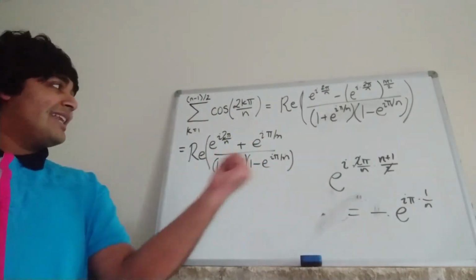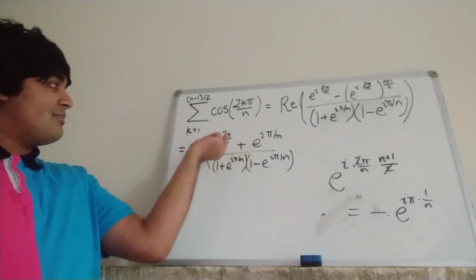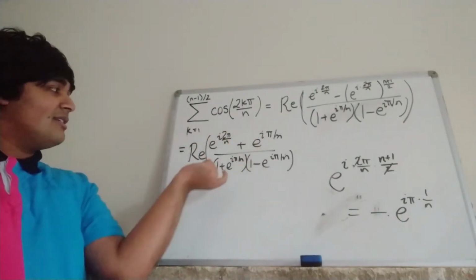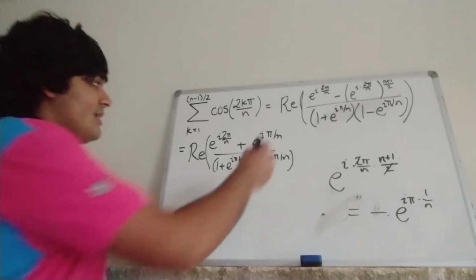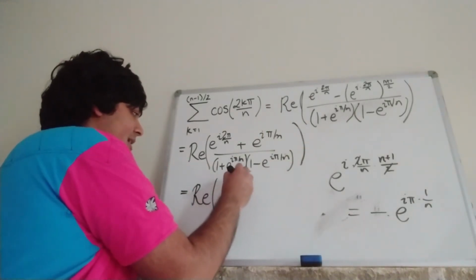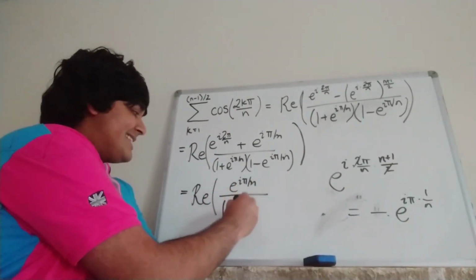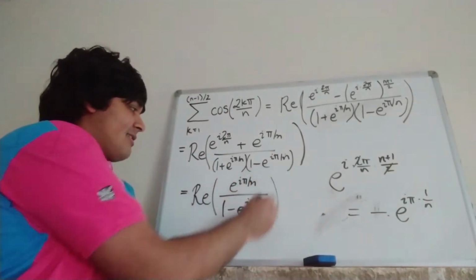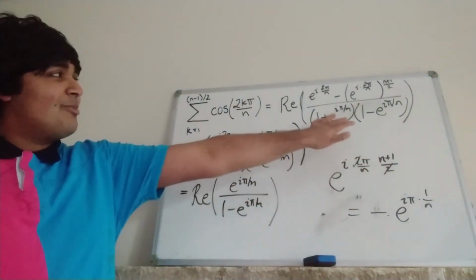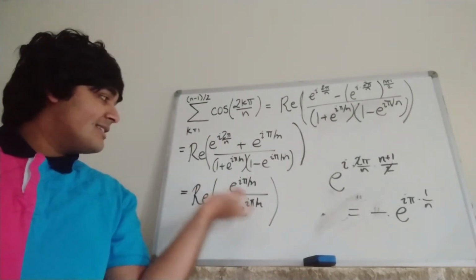But from the top here, we can actually factor out an e to the i pi over n, and what we'll be left with is e to the i pi over n plus 1, which will cancel with this here. Hopefully you can see that. So what we're left with is just the real part of e to the i pi over n divided by 1 minus e to the i pi over n, like so. Okay, so we started off with this horrible looking expression, and we've just used some simple algebra to bring it down to this.